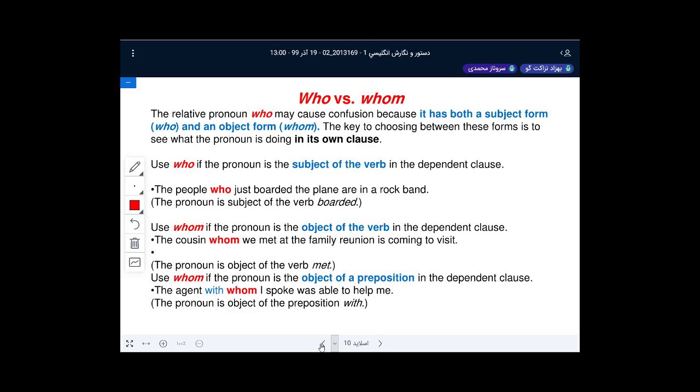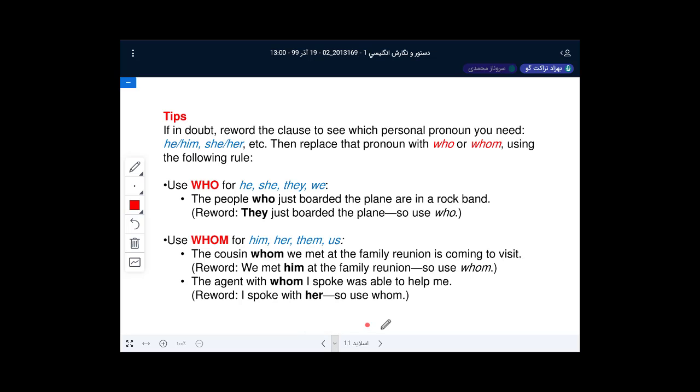Use whom if the pronoun is the object of a preposition in the dependent clause. The agent with whom I spoke was able to help me. The pronoun is the object of the preposition with. The agent with whom I spoke. I spoke with the agent. With the agent. So with is a preposition. So the agent is the object of the preposition. And here we need to use whom rather than who.